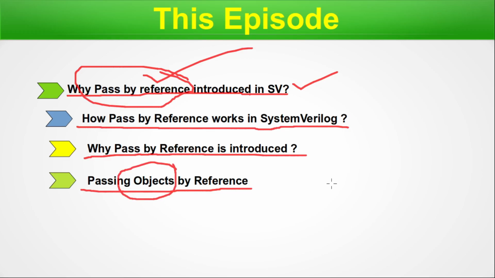As you know, in SV we deal with multiple transactions, and the data packets that go from one particular node to another particular node in the entire verification are basically objects of a particular class. So in that case, how does pass by reference work? We will go through an example.